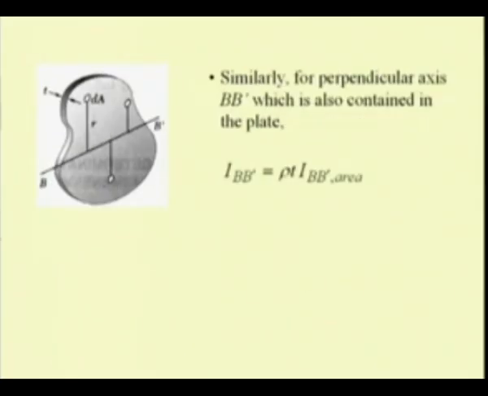Now, let us take another perpendicular axis, say B prime. Again we can derive this and prove that this quantity I B prime, the second moment of this plate with respect to this axis B B prime, is equal to rho T, density times thickness, times I B B prime of the area, that means the second moment of this area with respect to this axis B B prime.